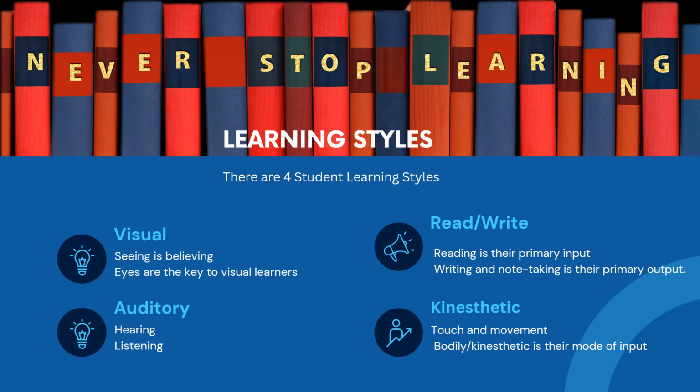There are 4 types of learners. Number 1, visual learners, to whom seeing is believing, and they primarily use eyes to gather information. Number two, auditory learners who primarily use their ears to hear and listen to podcasts, audio content, and verbal stuff. Number three, read write learners to whom reading is primary input and writing and note taking is the primary output. Number four is kinesthetic learners to whom touch and movement are primary inputs. They will like physical activities like walking, dancing, and hands on activities.